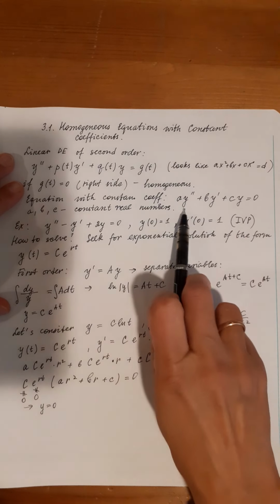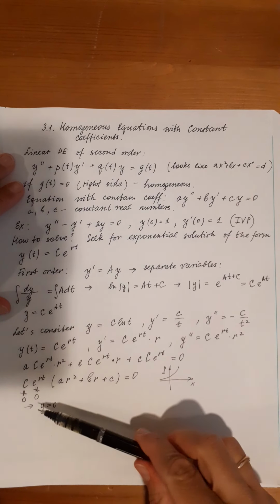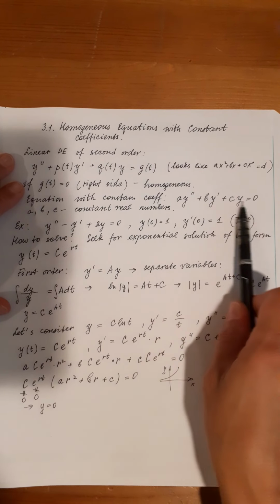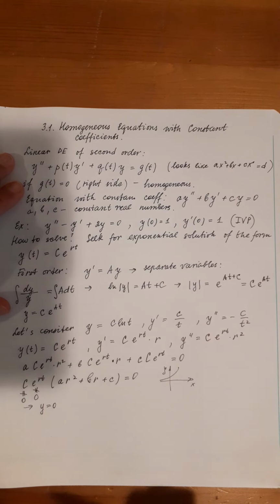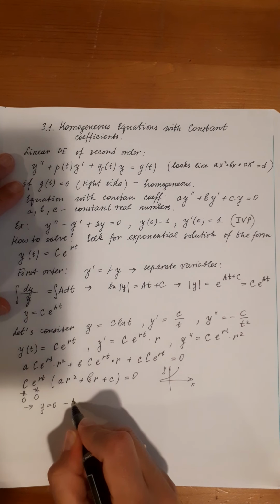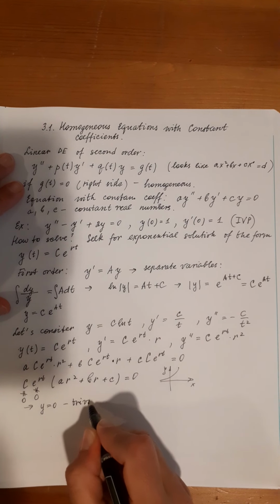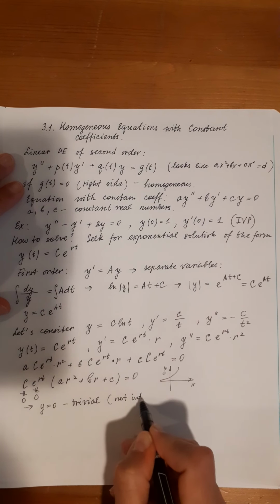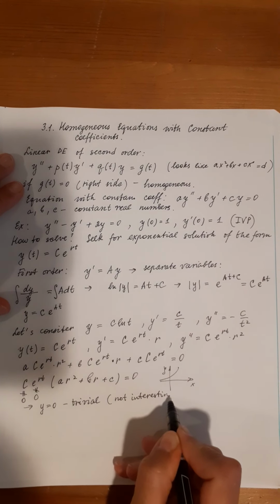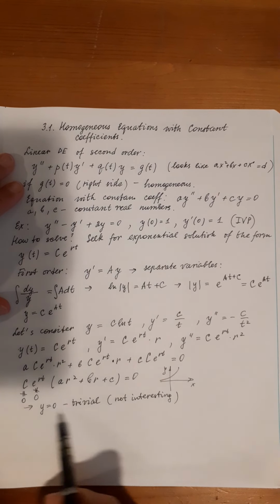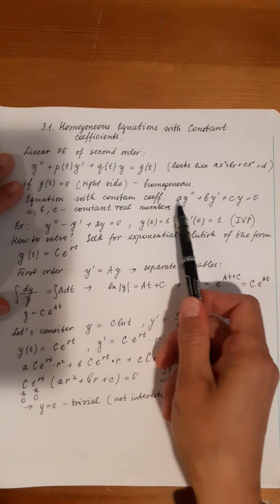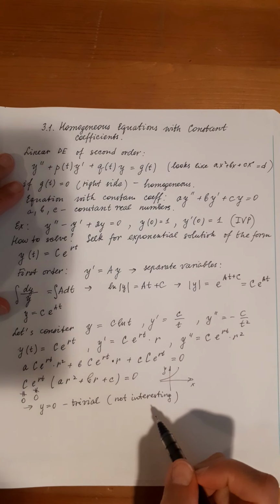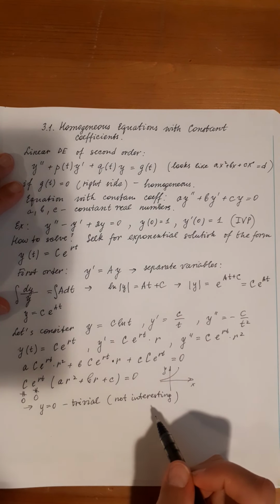Is it actually going to solve our initial equation? Well, just plug in. Y equals 0, the derivative of 0 is 0, and 0. So 0 is a solution of this equation, but it's a trivial solution. Trivial solution means boring, not interesting. And y equals 0 is a solution of any homogeneous second order equation with arbitrary coefficients. So we're not going to worry about this.